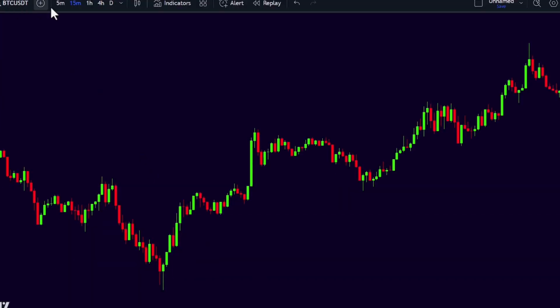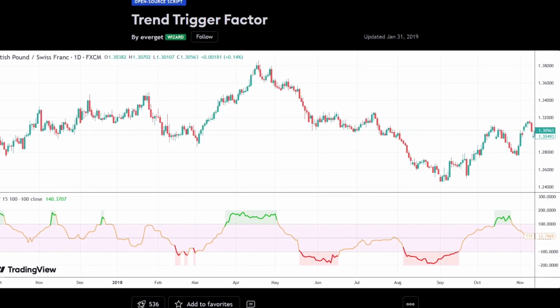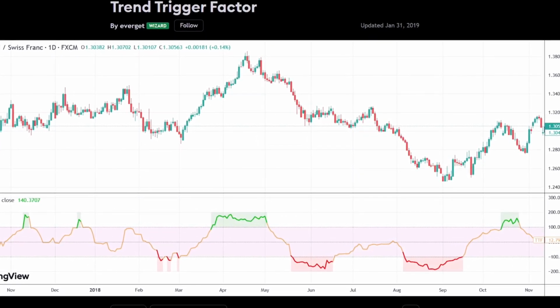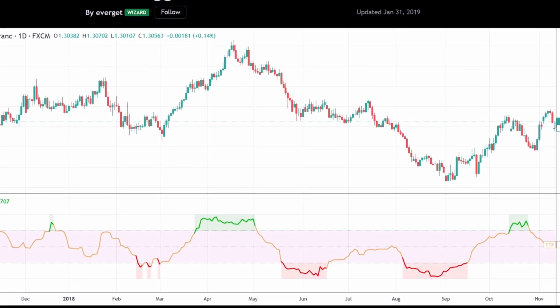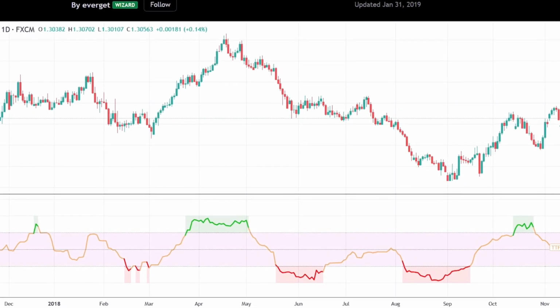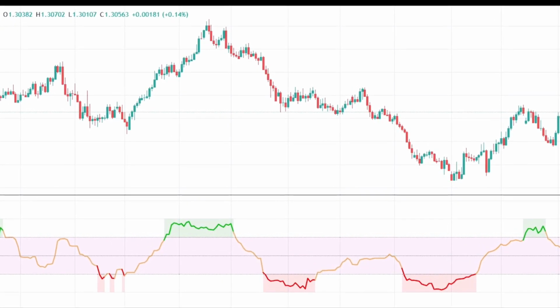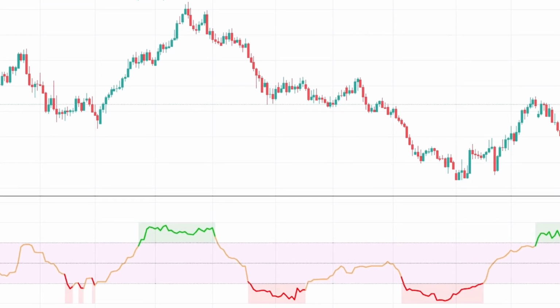To get started, pull up a 15-minute Bitcoin chart on TradingView. We're going to add a neat little tool called the Trend Trigger Factor, TTF. Think of it like a supercharged relative strength index, RSI. It's much more precise at spotting key trend changes. Unlike the RSI, which can throw out false signals, the TTF does a better job of picking up on momentum shifts, keeping you engaged in the market when the big moves happen. Of course, no strategy is foolproof, but this one can be a valuable addition to your trading arsenal.